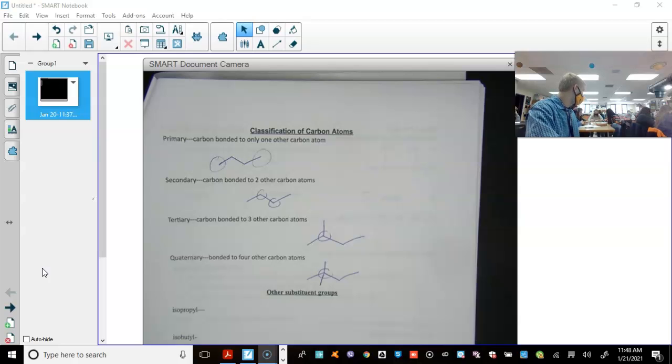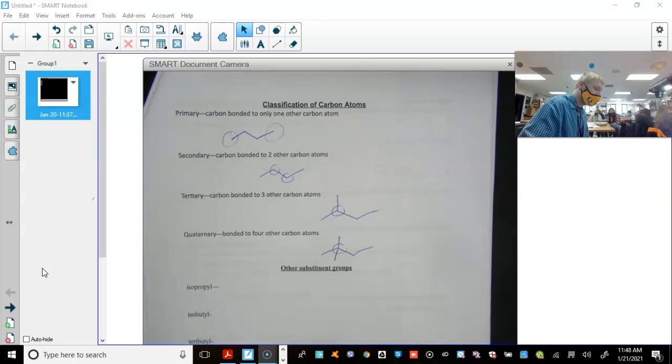You might have a question: this halogen group is connected to a primary carbon. Or if you're talking about SN1, SN2 reactions, you might use a secondary carbon versus a tertiary. Kind of vocab.